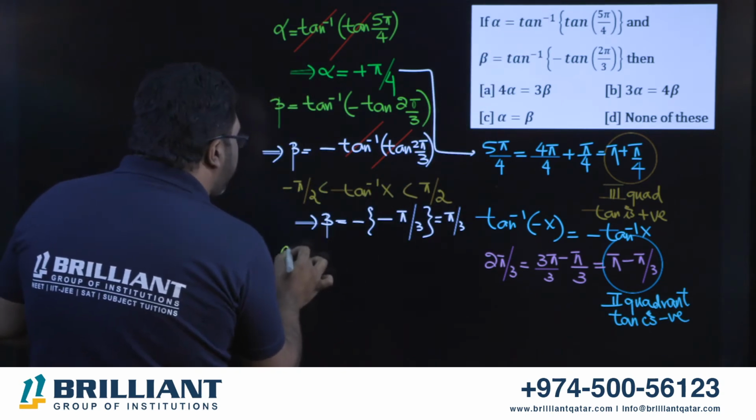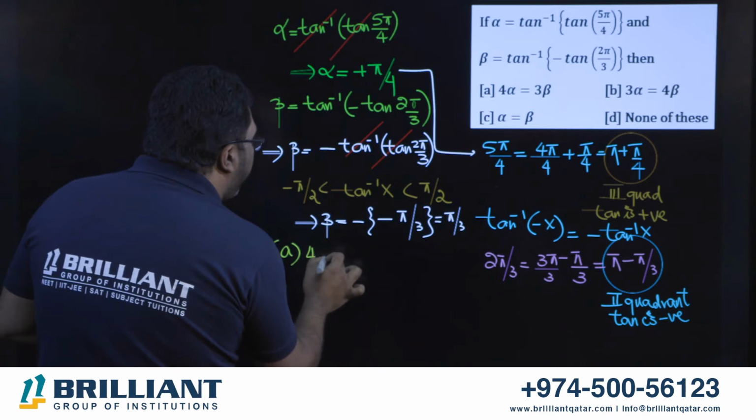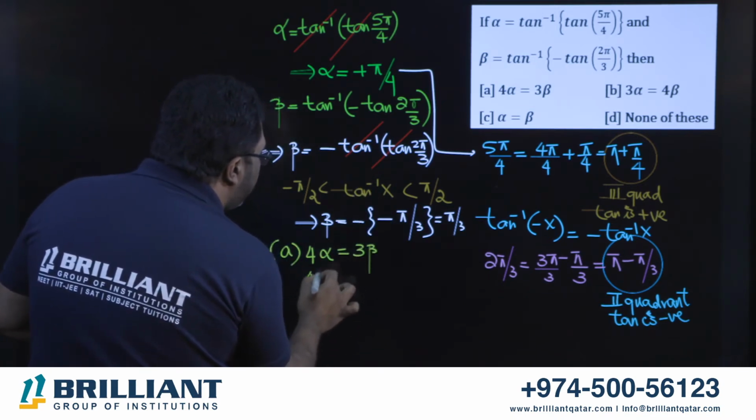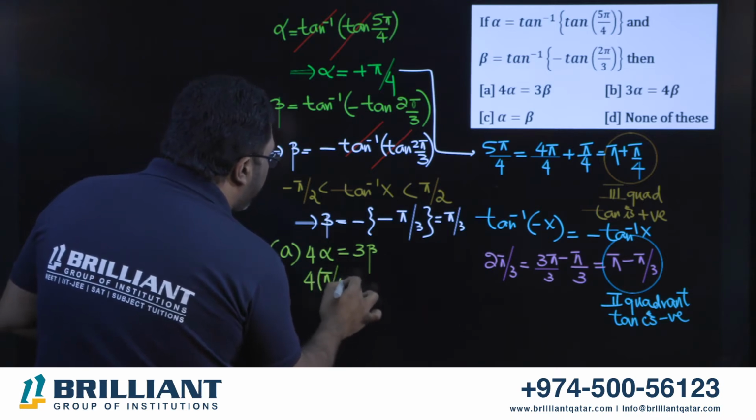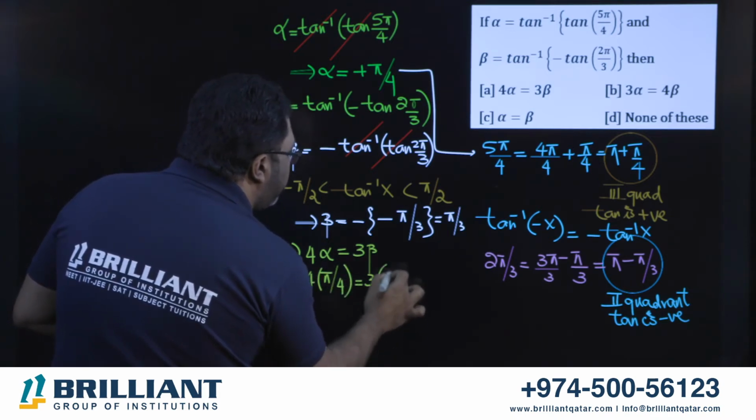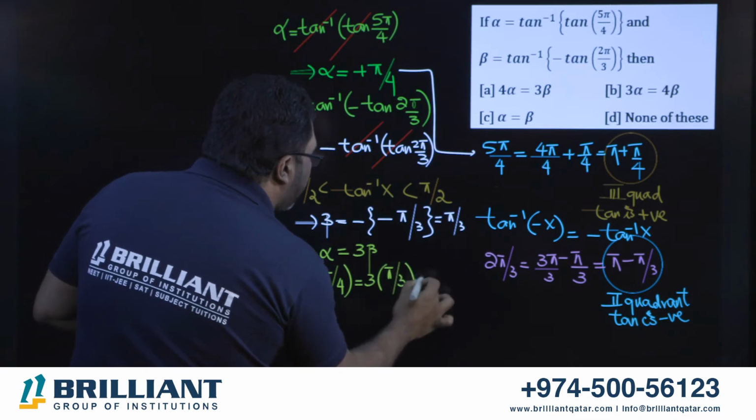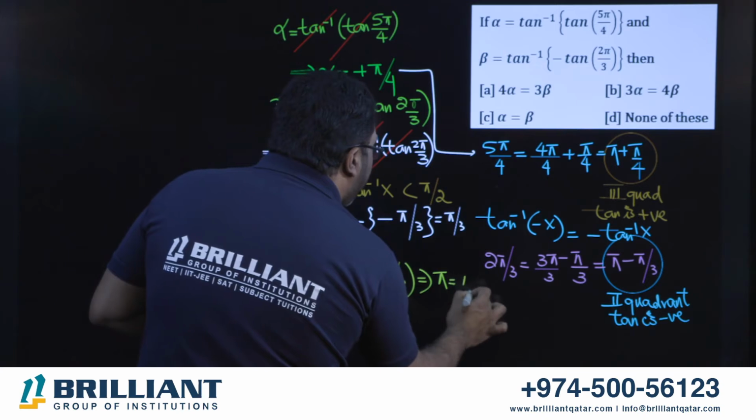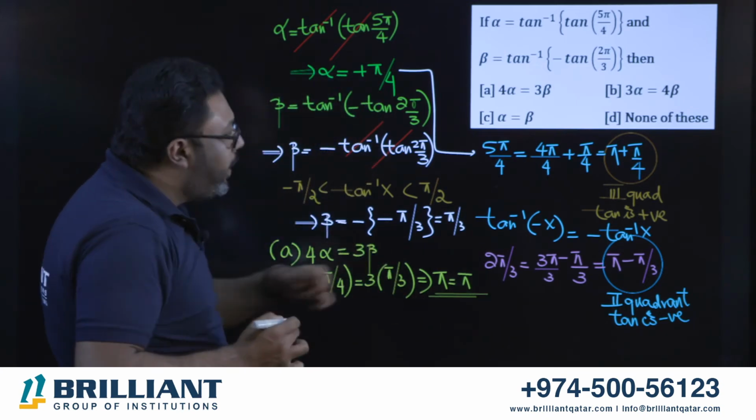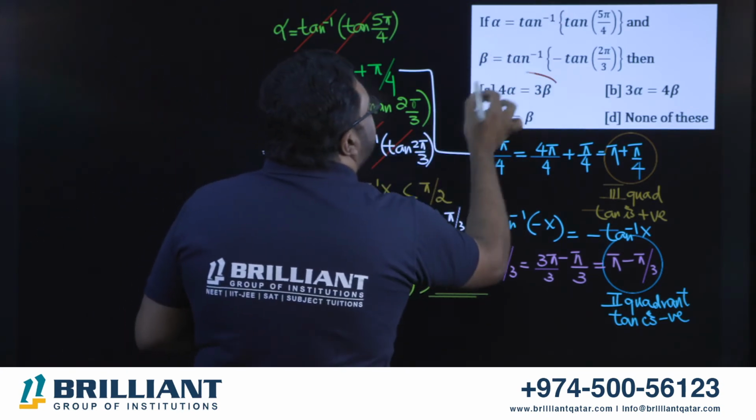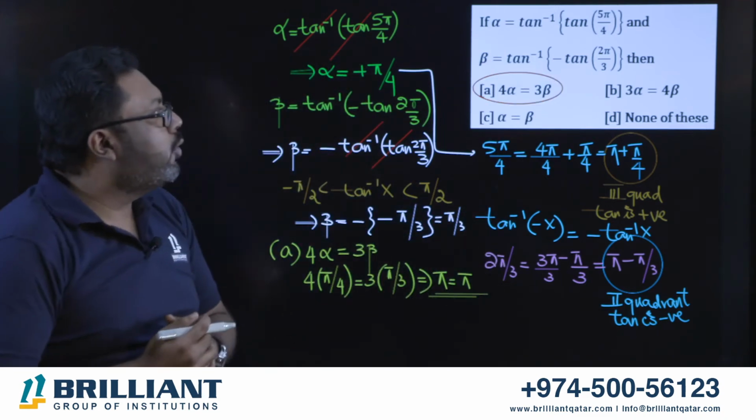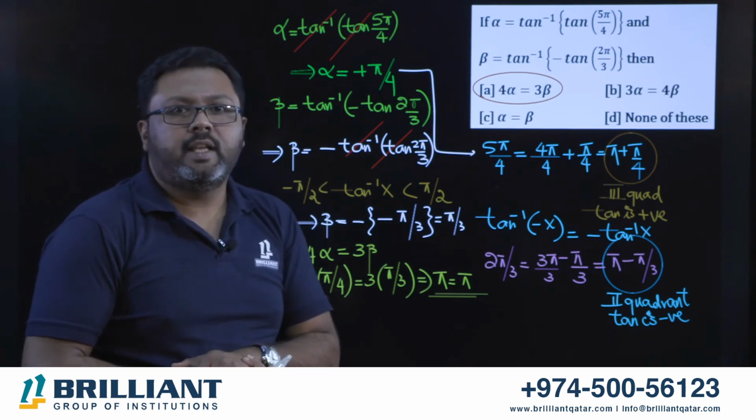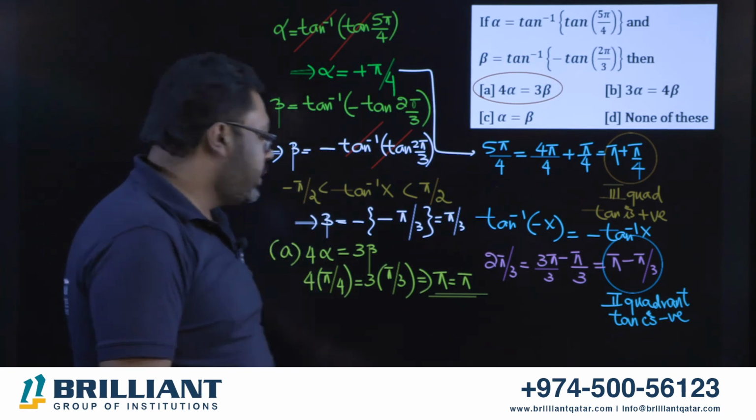The first equation says that 4 alpha is equal to 3 beta. Substitute 4 into pi by 4 is equal to 3 into beta, pi by 3. That is pi equals pi. Yes, both of them are giving you the answer pi. So pi is equal to pi. The answer is option A, 4 alpha is equal to 3 beta. Very easy answer. Yes? Okay, let's go to the next question.